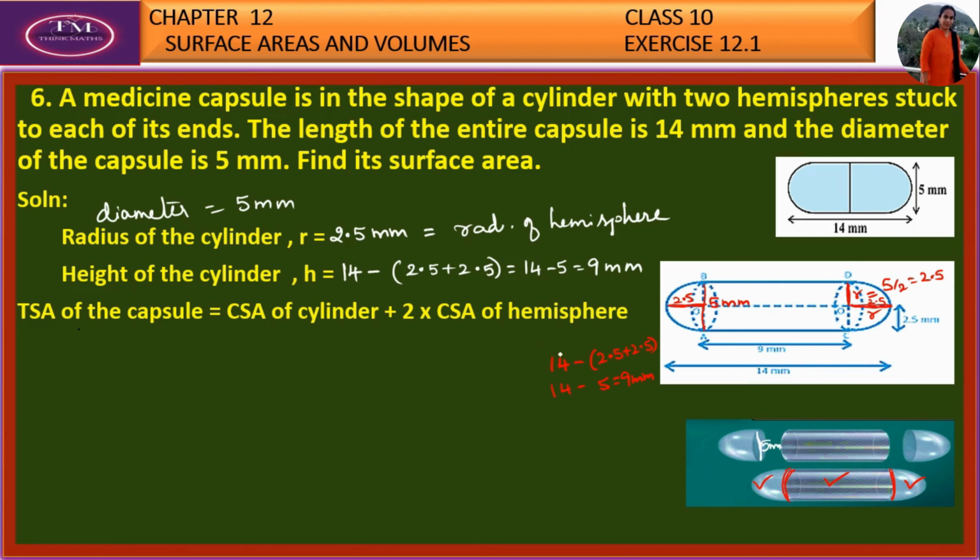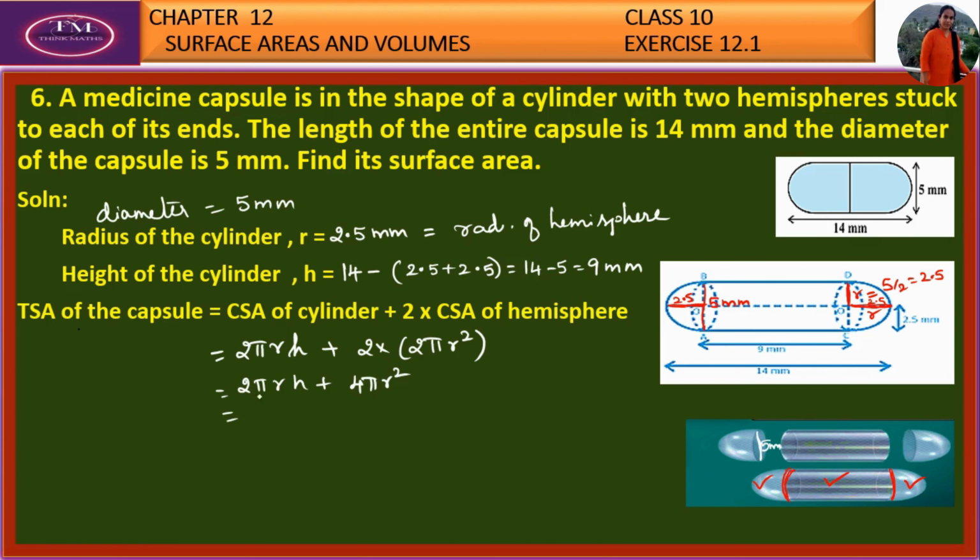Now we have to calculate the total surface area of the capsule. So it is nothing but the curved surface area of the cylinder plus two times the curved surface area of the hemisphere. Okay, children. What is the curved surface area of the cylinder? Do you remember? Its formula is 2 pi rh. So 2 pi rh plus 2 into the curved surface area of hemisphere, which is 2 pi r square. So it is 2 pi rh plus 4 pi r square.